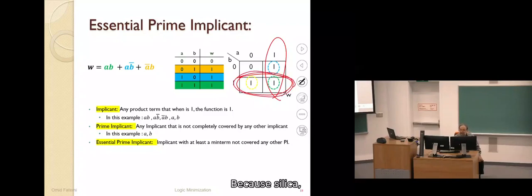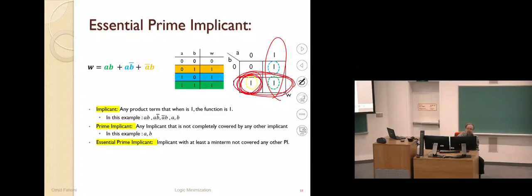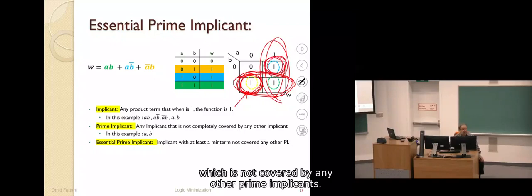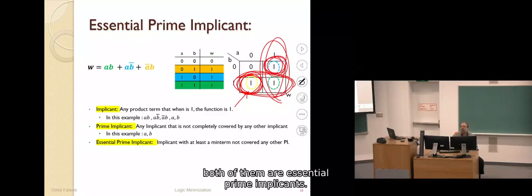B has a cell which is not covered by any other prime implicant. This cell is only in B. And A, is this implicant also essential? Yes, because it has a cell which is not covered by any other prime implicant. So A and B here in our example, both of them are essential prime implicants.